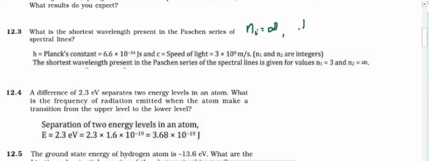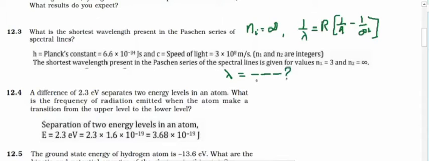Therefore, you can use the formula 1 by lambda is equal to R into, since it is Paschen series, 1 by 9 minus 1 by infinity square. And from there, the value of lambda you can calculate. Or you can use any other method in terms of energy or in terms of frequency. So you can follow a suitable method and you can find the value of lambda.